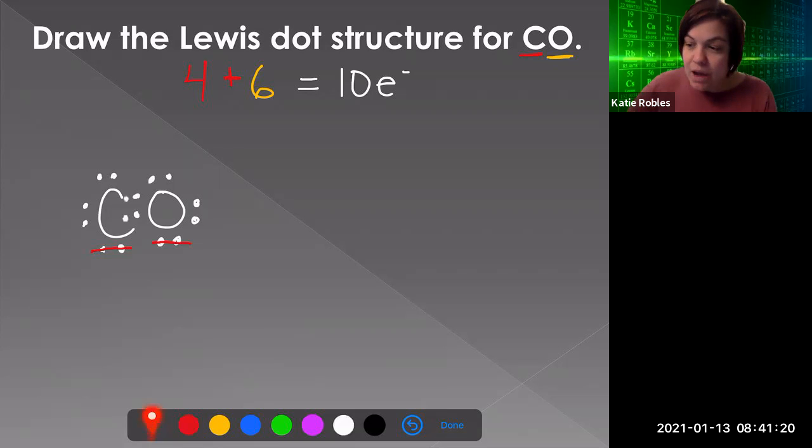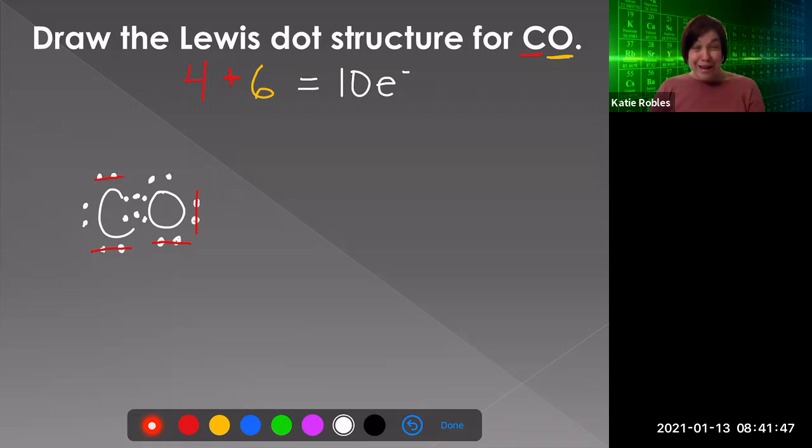I can go back and count. 1, 2, 3, 4, 5, 6, 7, 8, 9, 10, 11, 12. I've decreased it, but not enough. So again, you're going to lose an electron pair. Now, you might think, oh, take this electron pair away. It doesn't matter. You can take this electron pair away. It's the same thing. All right? They have to share another pair of electrons.